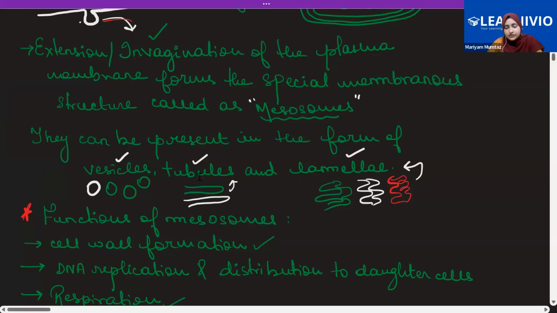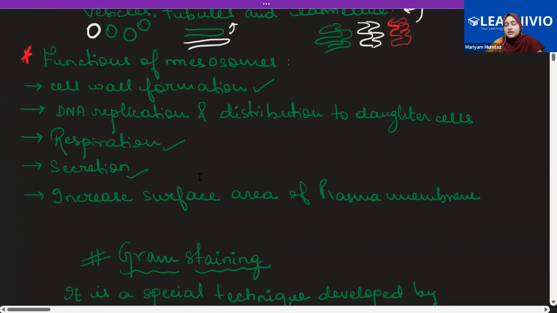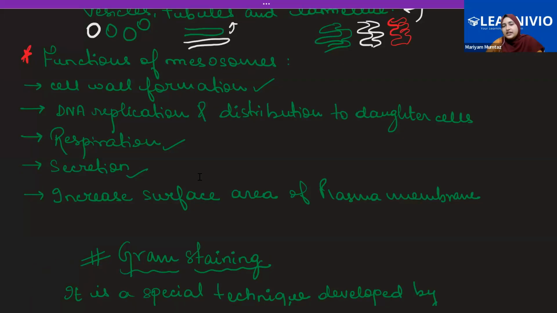Talking about what the mesosomes do, what is their function? So, the mesosomes are responsible for the cell wall formation. So, they form the cell wall. Then, they are responsible for DNA replication and distribution to the daughter cells. So, it means that they help in the division process. Then they also help in respiration and secretion, and since it's a curved, twisty structure, it increases the surface area of the plasma membrane of prokaryotes. Now remember that these mesosomes are not found in eukaryotes. Is it clear?